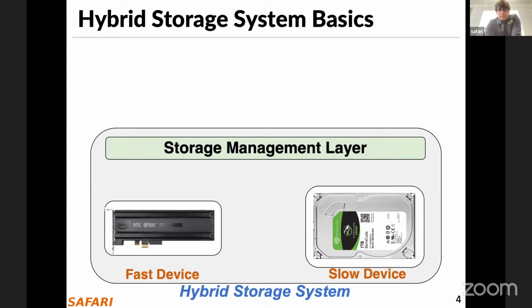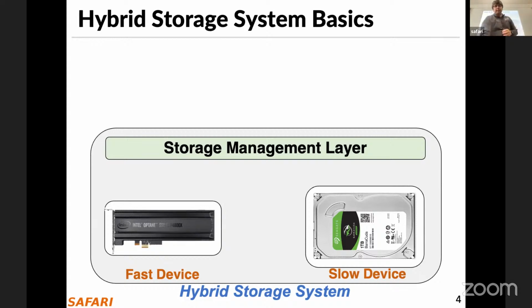Okay. So before we go to the limitations of prior data placement techniques, we start with some introduction on what is a hybrid storage system. In a hybrid storage system, you have multiple devices of varying characteristics: a fast device, which has very low latencies, and a bigger slow device, which has very high read and write latencies.